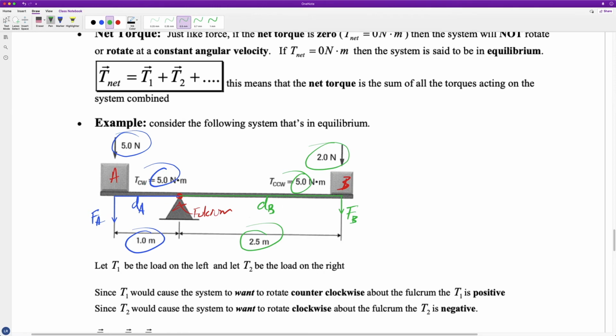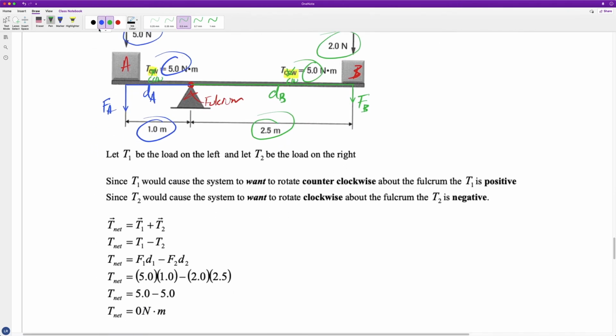Now, I'm just noticing this now, the textbook looks like it got its directions wrong, because if this is the fulcrum, this is going to make it want to go opposite of a clock, which would be counterclockwise. So this is counterclockwise, and this one is supposed to be clockwise. I can't believe I've never noticed that before. But the good thing is, when I did the math down here, I did it correctly.